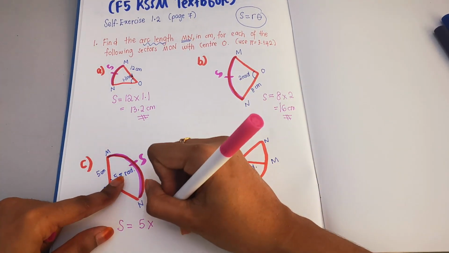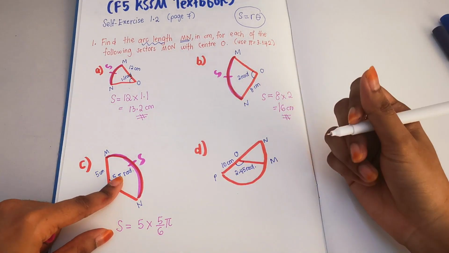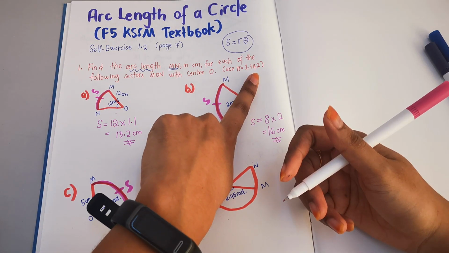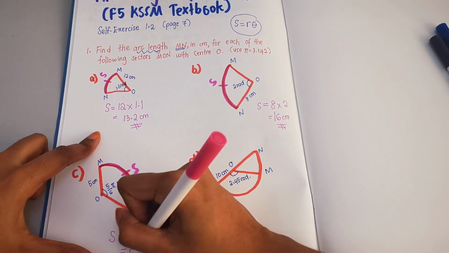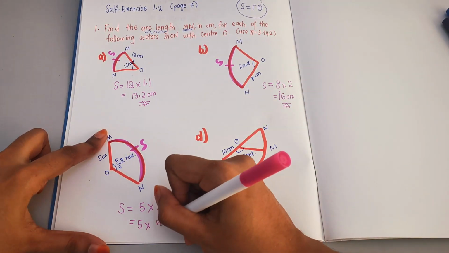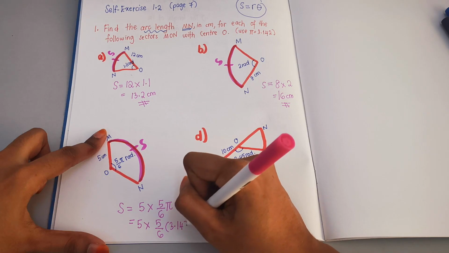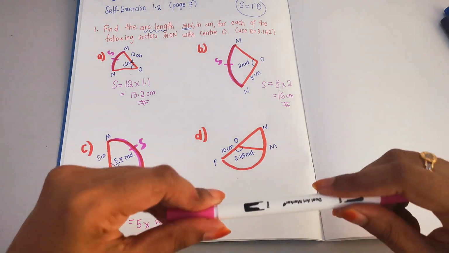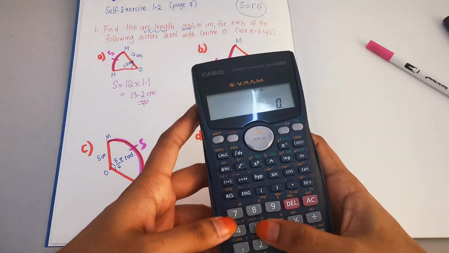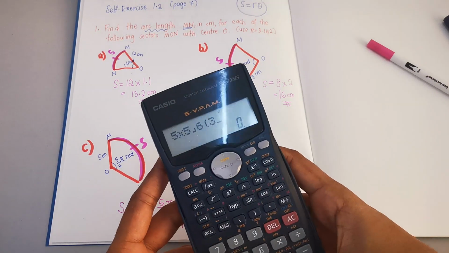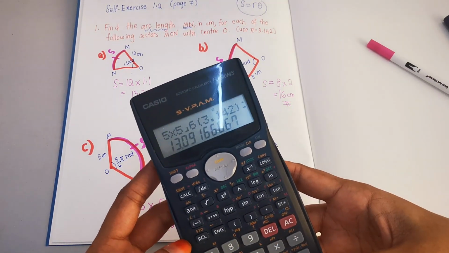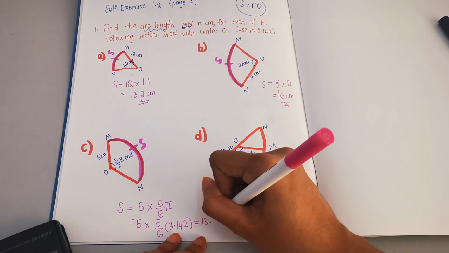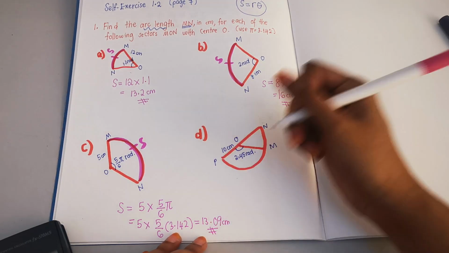5 over 6 pi. When you write 5 over 6 pi, if you look back at the instruction, they have asked us to use pi equals to 3.142. So if that is the case, we have to substitute the pi with 3.142. Do not key in pi on your calculator; key in 3.142. So 5 times 5 over 6 times 3.142, we get 13.09. We just take up to 4 significant figures. So the answer is 13.09 centimeters.